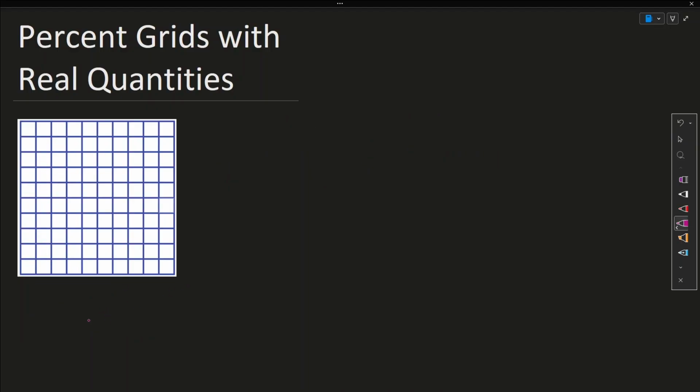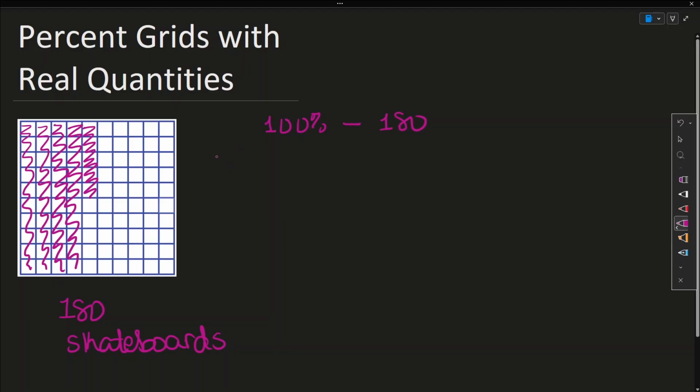Now, let's suppose this percent grid represents 180 skateboards. So what that means is that 100% is 180 skateboards. Let's suppose that there are 45 squares that are shaded. That's going to represent 45% of 180. So what value is that?